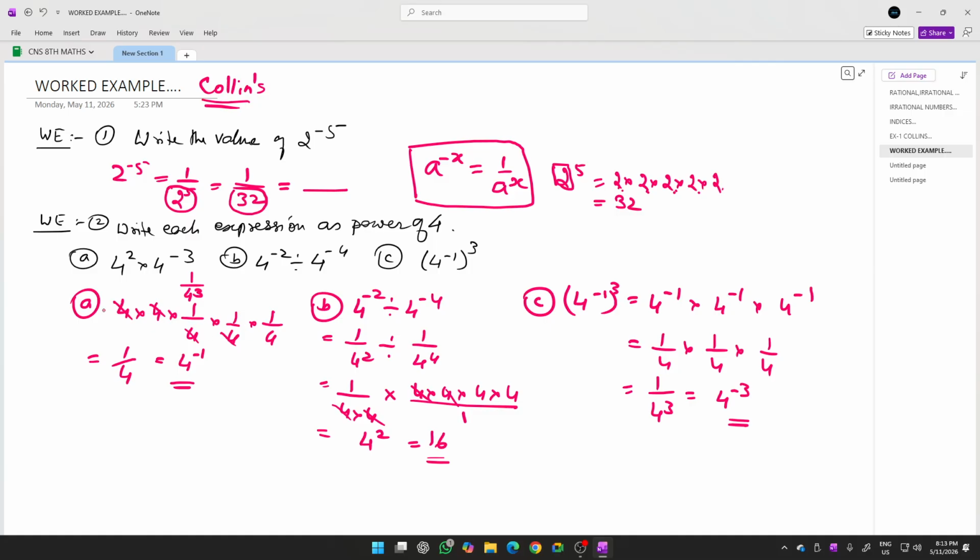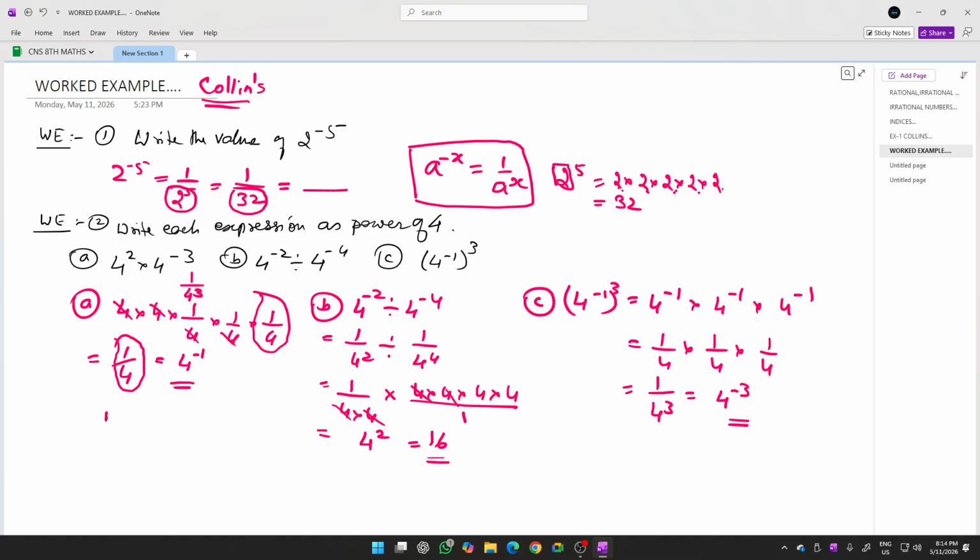So altogether you will have 4 into 4 into 1 upon 4 into 1 upon 4 into 1 upon 4. This 4 and this 4 will get cut, because they are common factors in the numerator and the denominator. And you are left with only this 1 upon 4. So your final answer will be 1 upon 4. So this particular expression is expressed in the power of 4. Can you see, 1 upon 4 can be rewritten as 4 raised to minus 1.